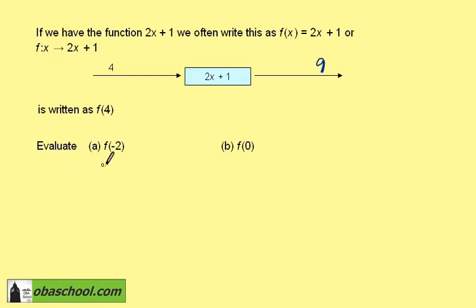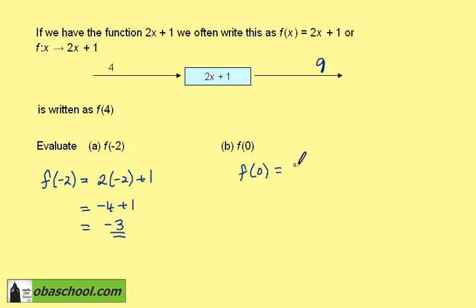If we have f of minus 2, that tells us to put minus 2 into the function. So f of minus 2 is 2 times minus 2, add 1, which is minus 4, add 1, giving us minus 3. f of 0 says put 0 into the function. So f of 0 is 2 times 0, add 1, which is 0 plus 1, giving us 1.